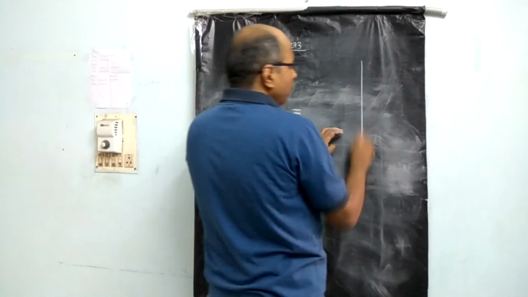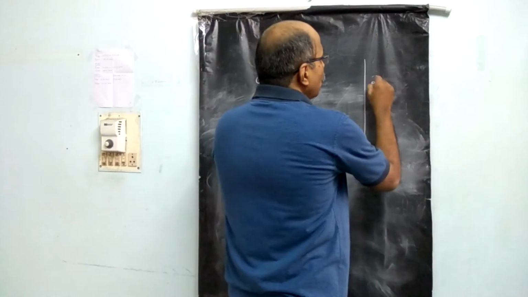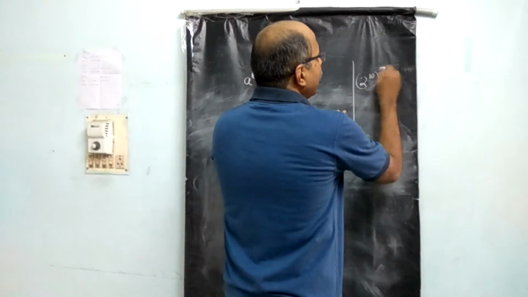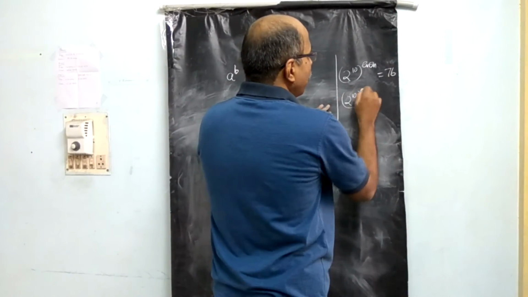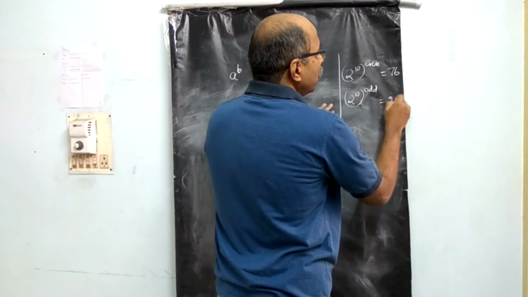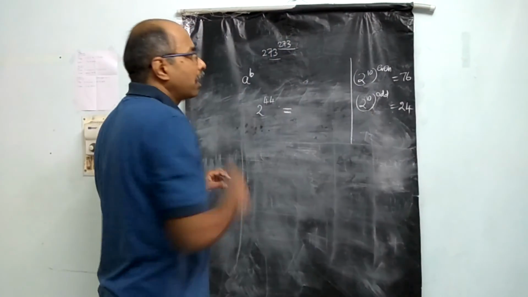Before going for this, we must understand one important concept. 2 power 10, power an even number will end with 76. 2 power 10, power an odd number will end with 24. This concept we can apply here also.